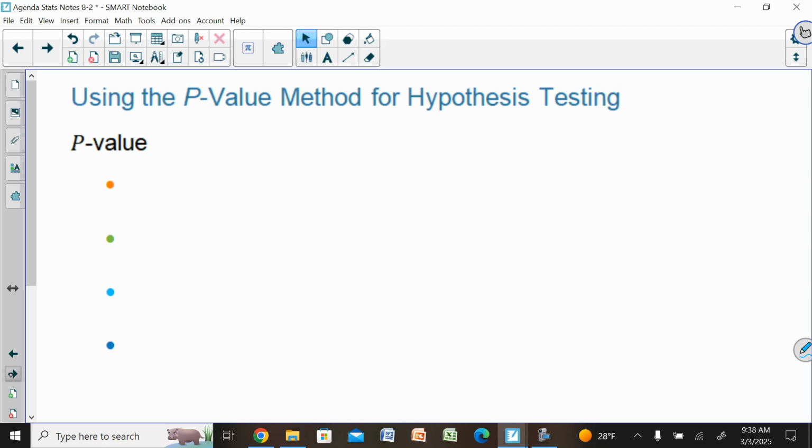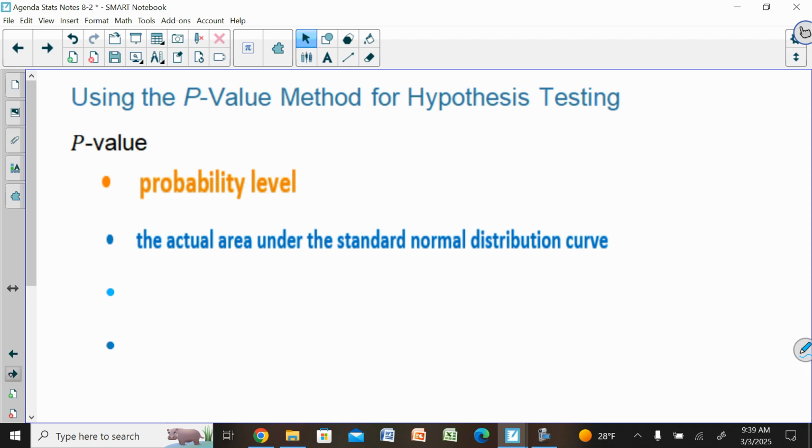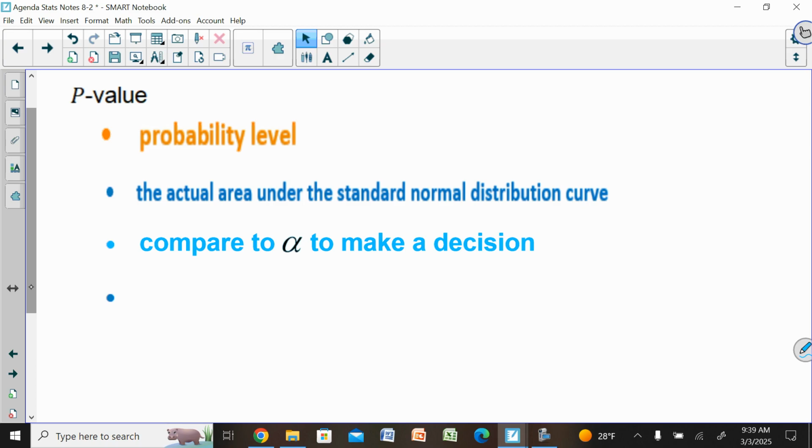So when we're using the p-value for hypothesis testing, the first thing we should probably do is talk about what p-value actually is. I try to always say p-value because I don't want you to get it confused with the probability of, but it still is very similar. So p-value stands for the probability level, which is actually our area under the curve of standard normal distribution. So we're going to look at that 4-digit decimal from our z-table, and then we're going to compare it to alpha to make a decision. Remember, alpha is our significance level, goes along with how confident we want to be.